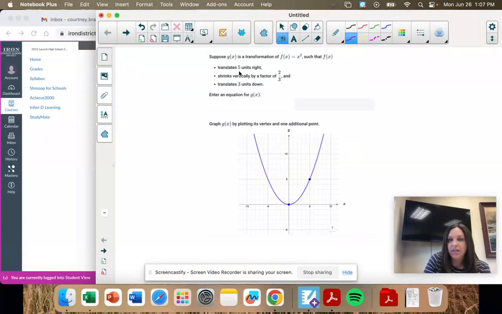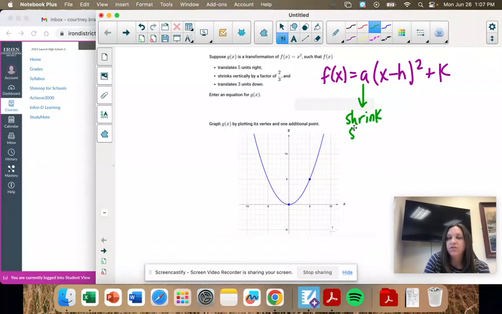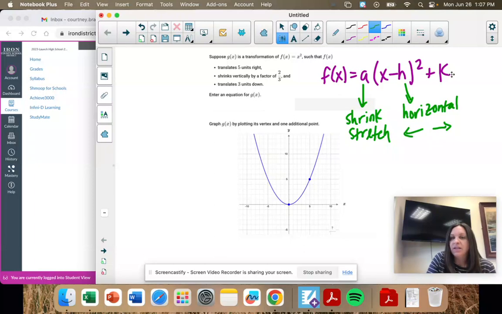So we're translating, we're moving 5 units right, we're shrinking vertically, and we're translating 3 down. So that's why we use what we call vertex form. A is our shrink or stretch. It's also a reflection if it's negative. H is our horizontal movements, so right or left. And then K is our vertical movements, or up or down.